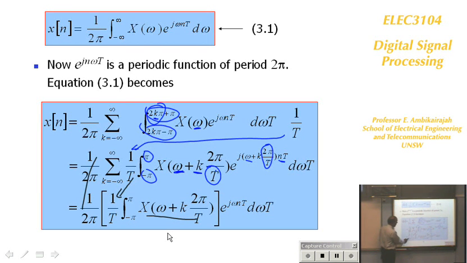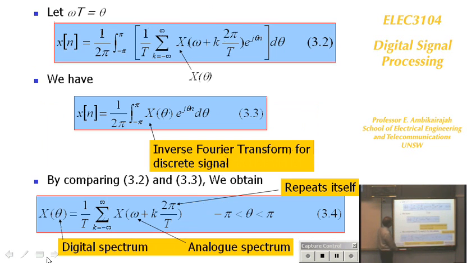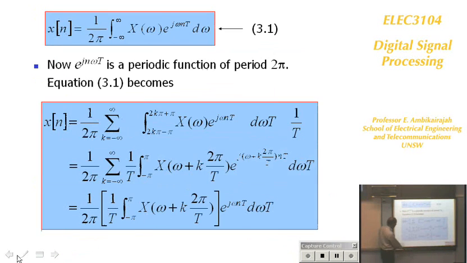Let me go back here. So if you come back, what's happening is that he left out the summation. The summation should have been here. This one should have been here. It has been left out. e to the jk 2 pi nT is coming back to the same point, is equal to e to the j omega nT.